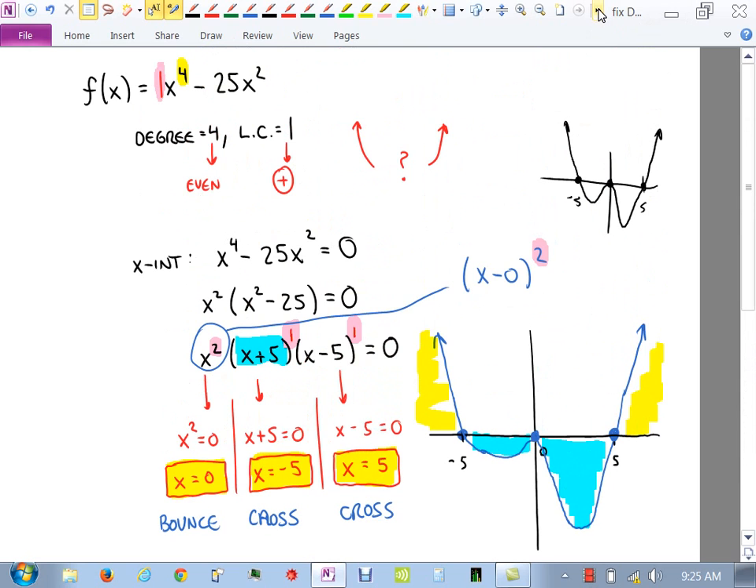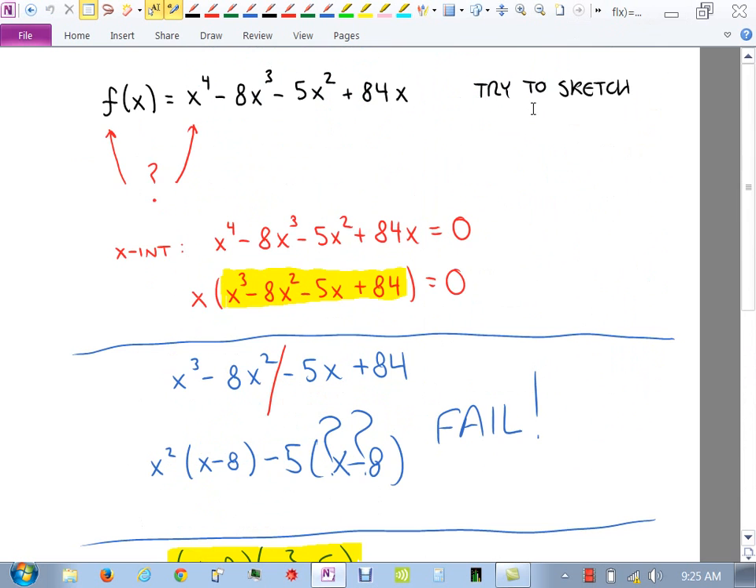All right, next thing was trying to figure out how to sketch something like this. So I gave everyone this polynomial function. The degree is 4 again. That means it's even degree. Leading coefficient is a 1, therefore the left and right sides go up again. Now we set this thing equal to 0 to get the x-intercepts.